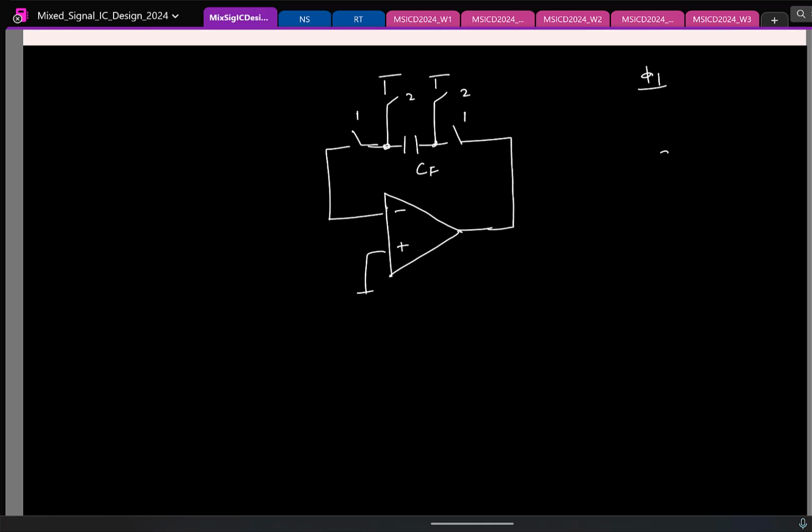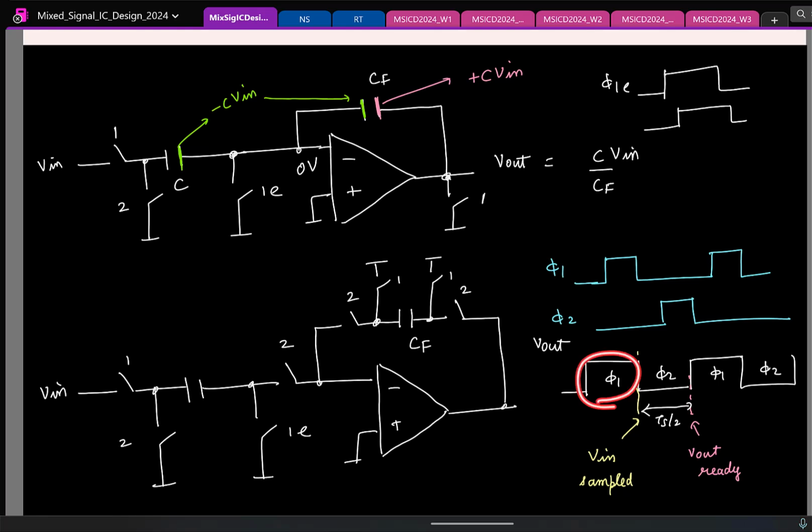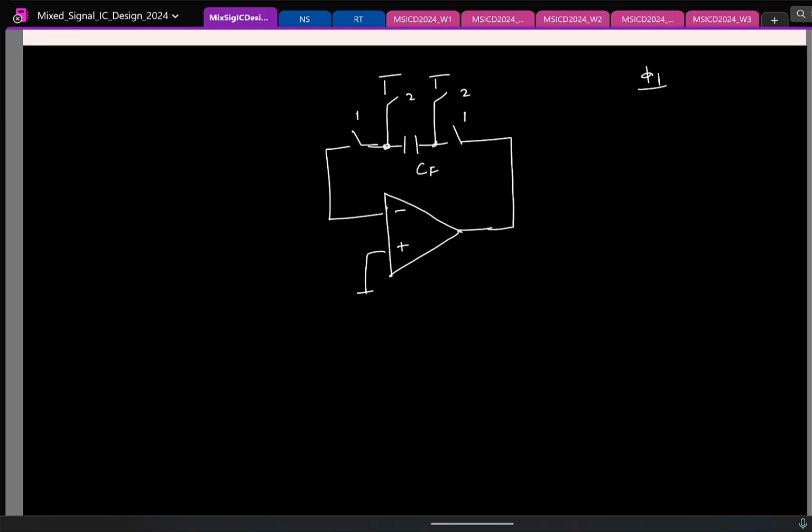No, it is not phi 2 same as phi 1. Think of it like this: two operations are there, sampling and transferring charge to CF. Both should happen at the same time. I am taking it to be some phi 1, that's okay. In some clock phase phi 1, this is happening. So in which clock phase should I sample the input also? In the same clock phase I should sample the input.